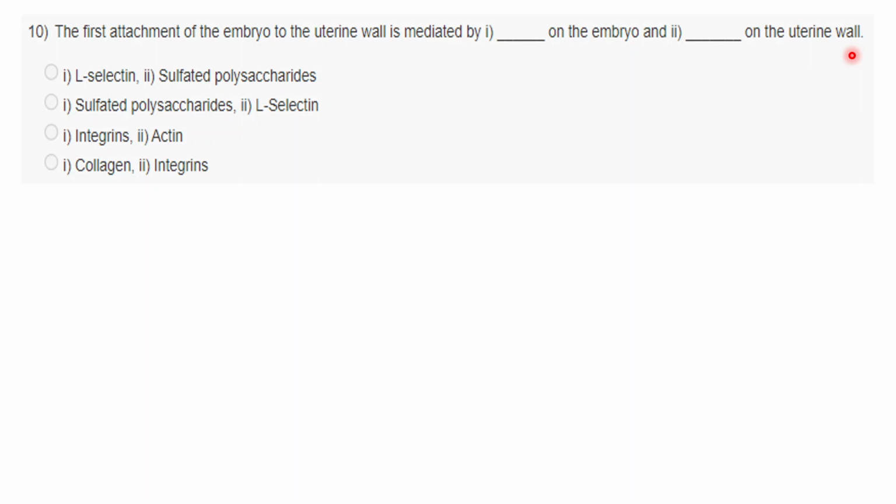I see Ajay has answered option 1, and I had given enough time for all the viewers to think about the answer. And option 1 is the correct answer. Well done, Ajay. L-selectin on the embryo and sulfated polysaccharides on the uterine wall is the first attachment site of the embryo to the uterine wall.